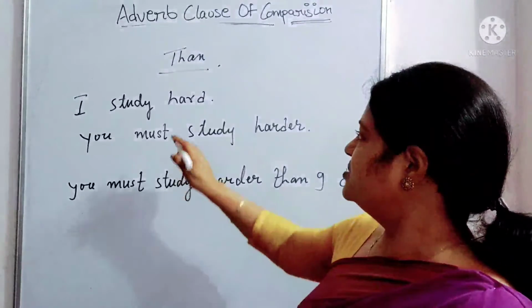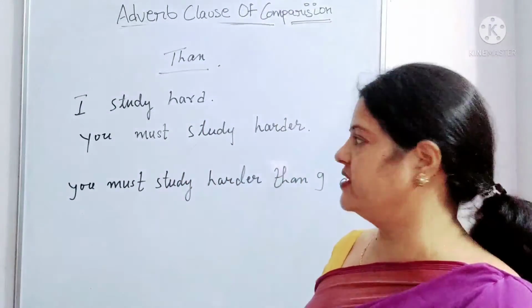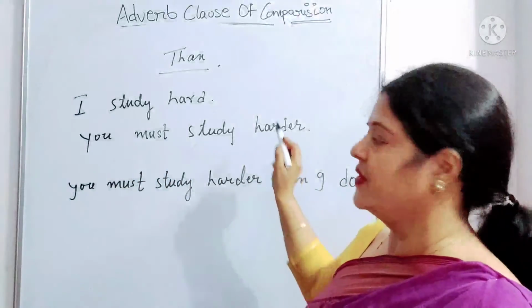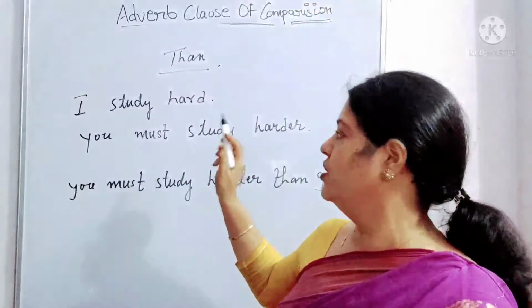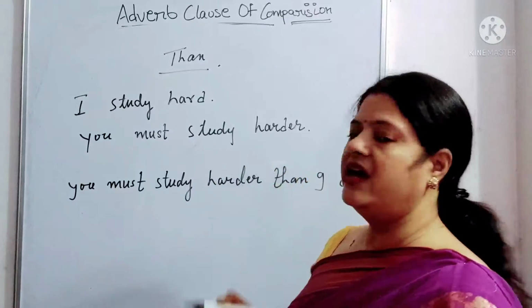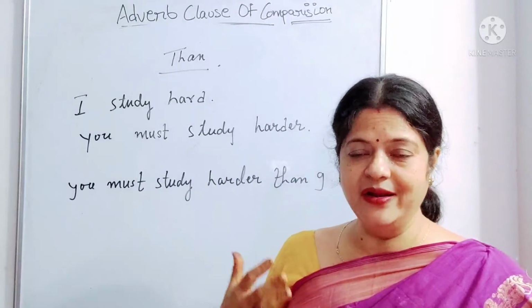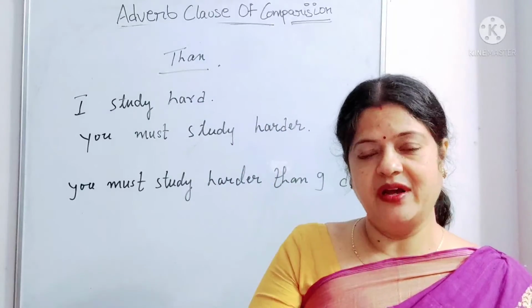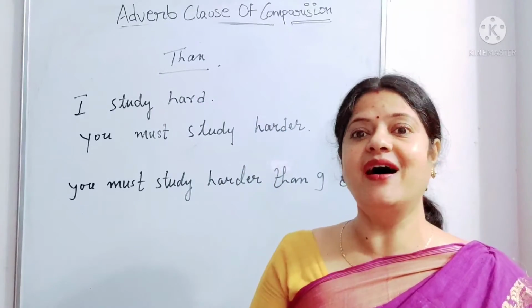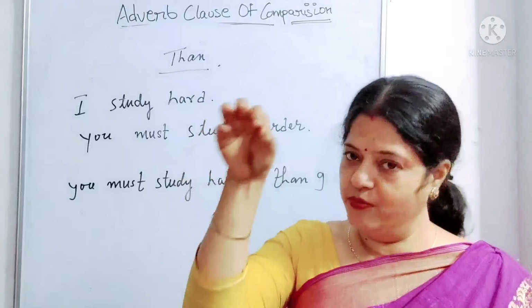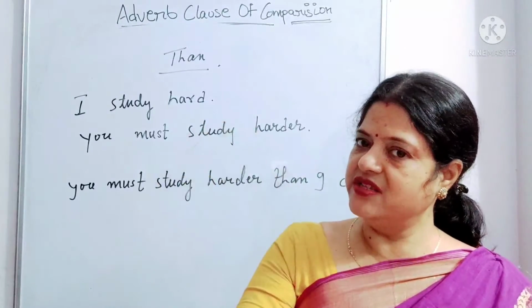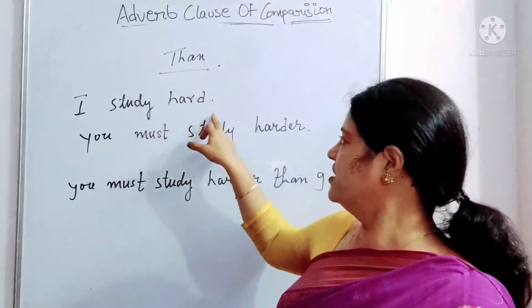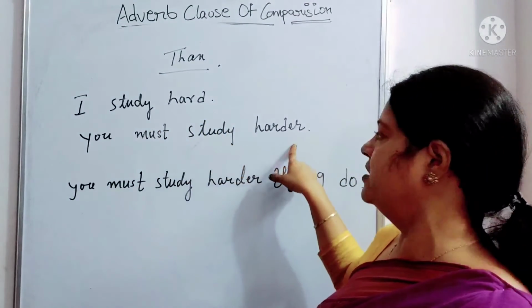Okay. I study hard. This is the first sentence. Second sentence, you must study harder. I study hard. You must study harder. It means that I study hard, but you need to put more effort into it. It means that you are not studying hard and you need to put more effort, more practice, more hard work into it. So, I study hard, you must study harder.